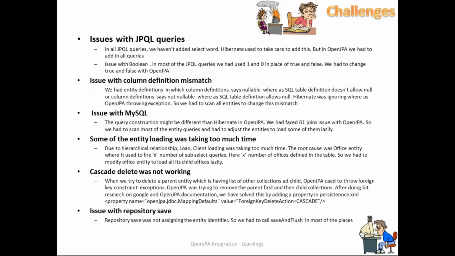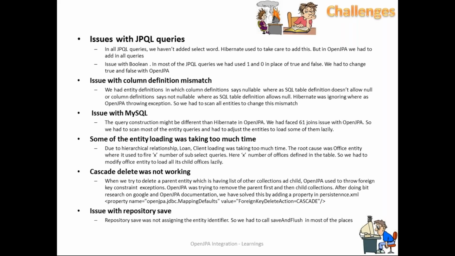Strangely, in OpenJPA, what used to happen was it would send the query to delete the parent entity first, and then try to send the delete queries for the child entities. Now, because there is a foreign key relationship constraint on the child entities, the first delete itself used to fail.